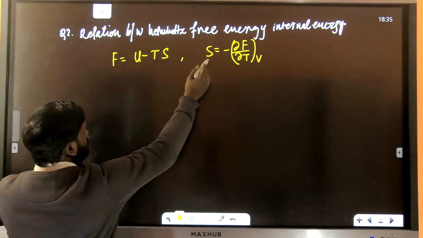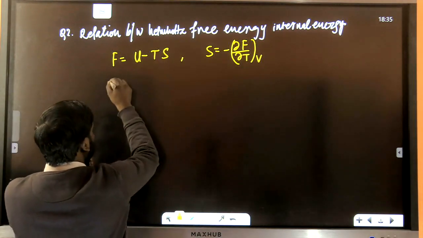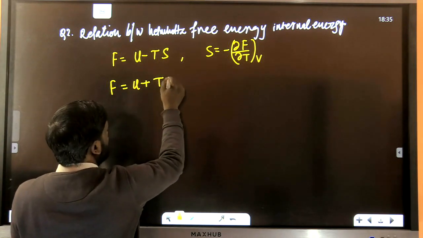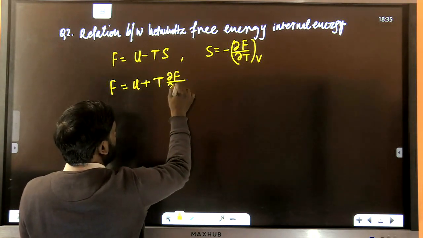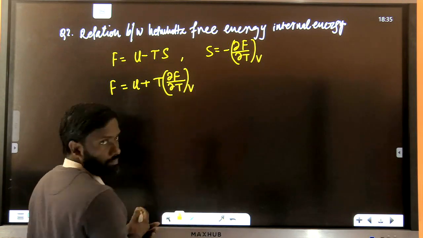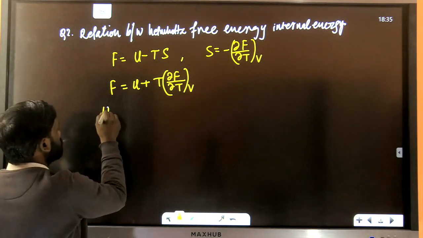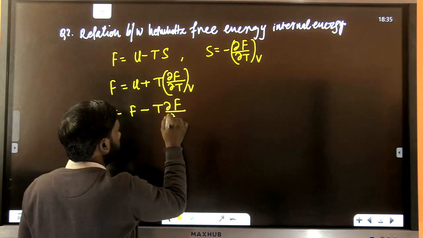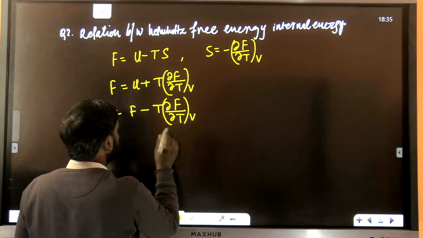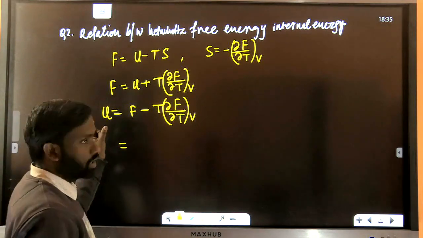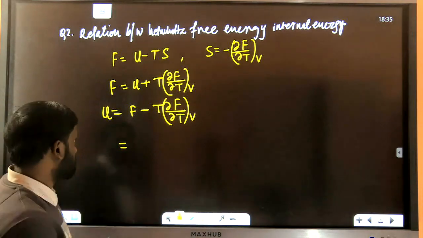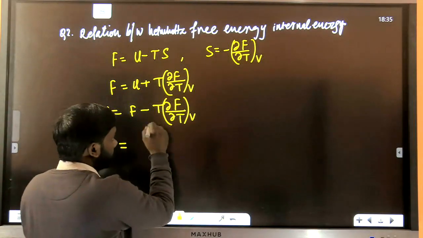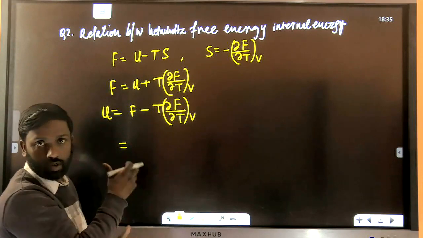So we can put the value of S here. F will become equal to U minus T times (minus ∂F/∂T), so U plus T ∂F/∂T at constant volume. So we have to find U. U will be equal to F minus T ∂F/∂T at constant volume. Now, this is the relation between internal energy and Helmholtz free energy, but this option was not given. So we can reduce this relation to the given options.